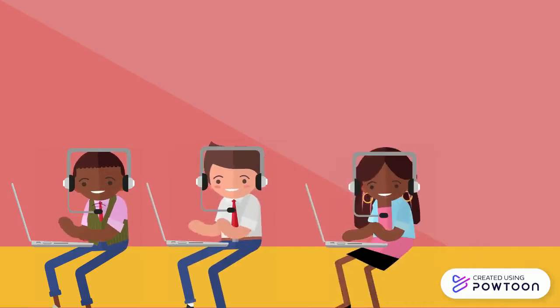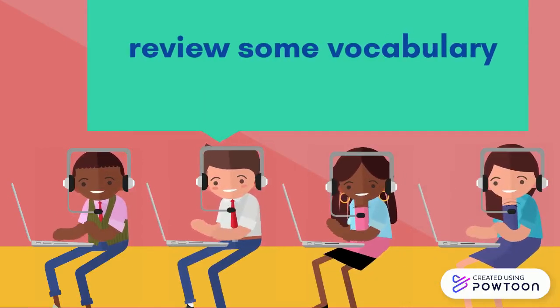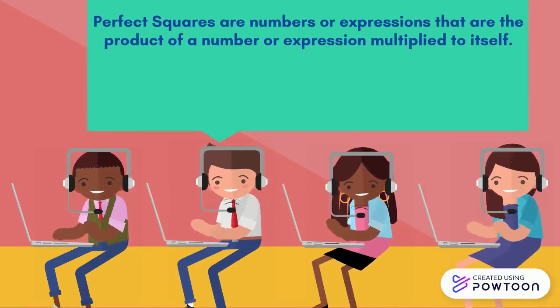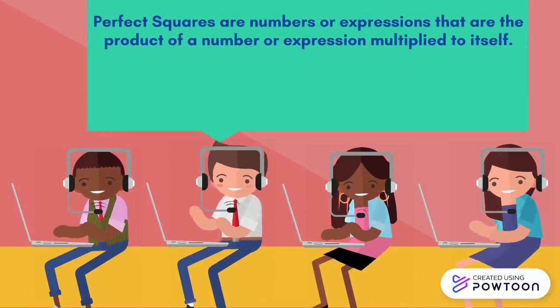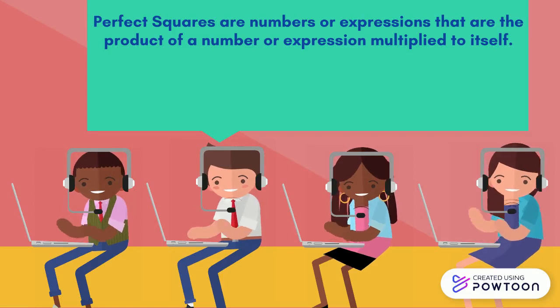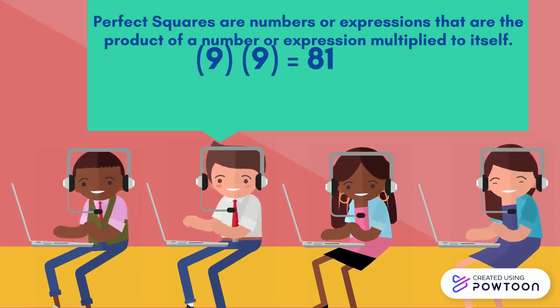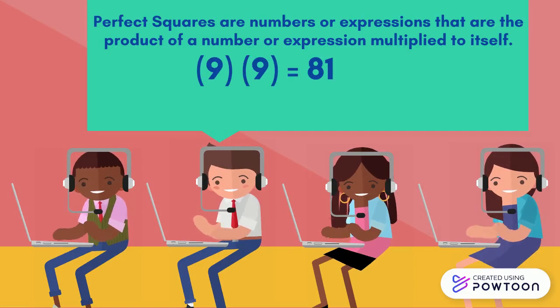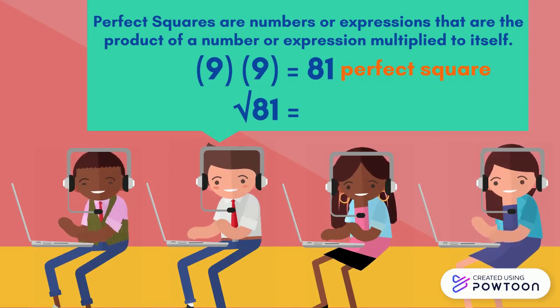Before we get to our topic, we need to review some vocabulary. Perfect squares are numbers or expressions that are the product of a number or expression multiplied by itself. For example, 9 times 9 is 81. So 81 is a perfect square and the square root of 81 is 9.